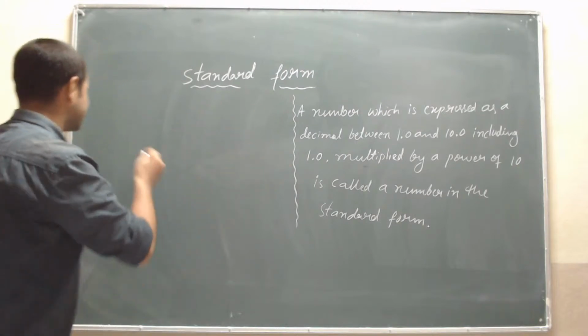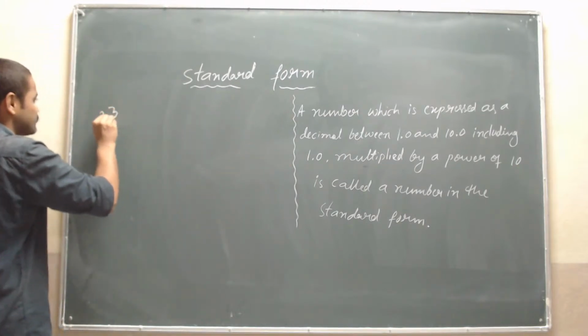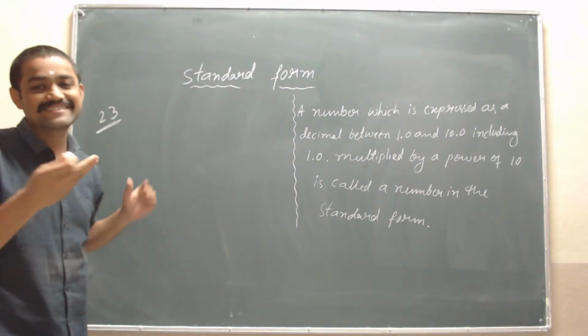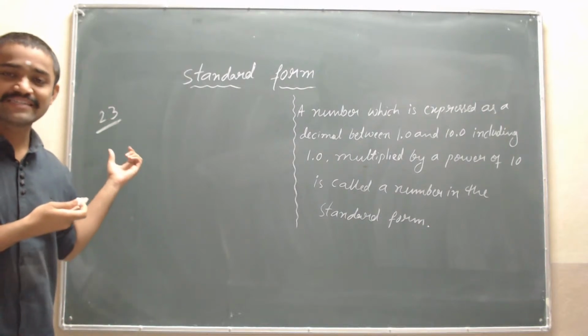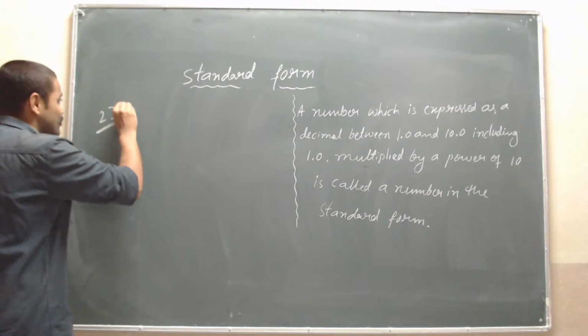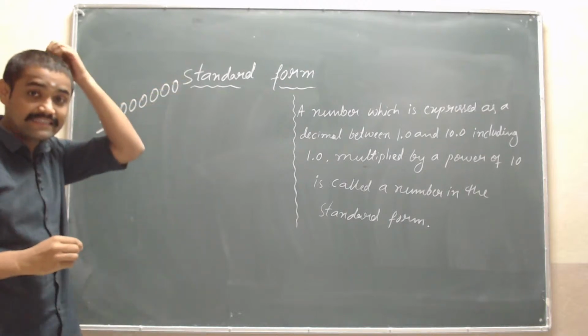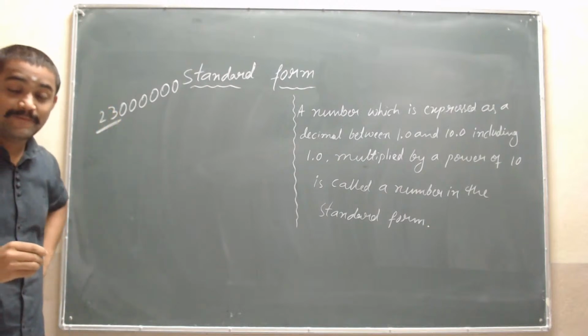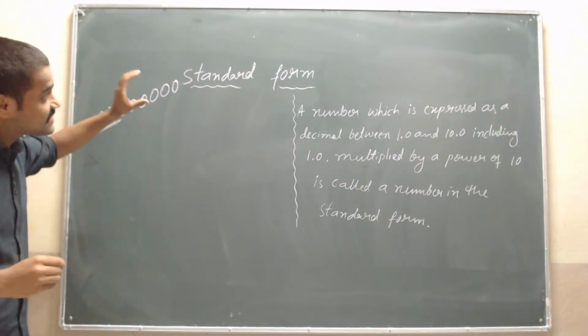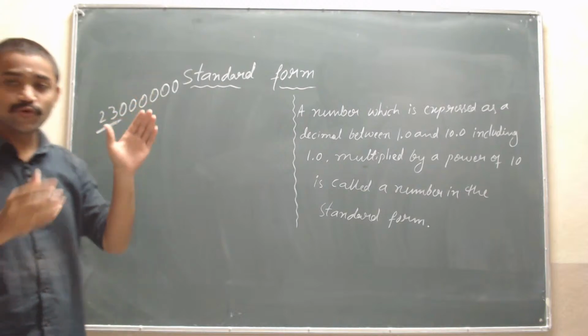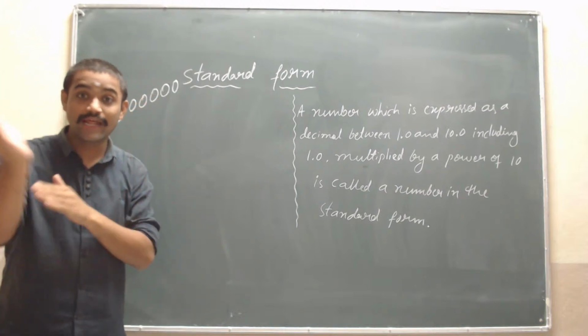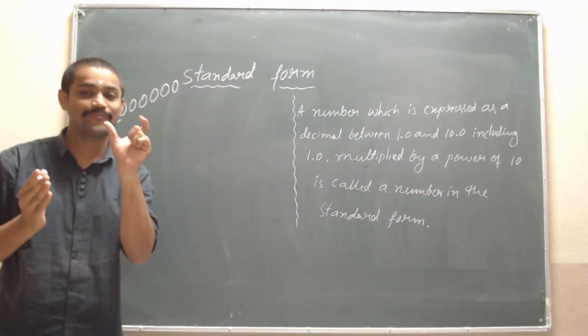For example, take 23. How will we write 23? 23 is in standard form only, but how will we write this in standard form? This standard form is used to write a number or a long number in short form.